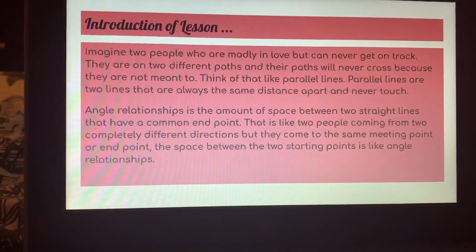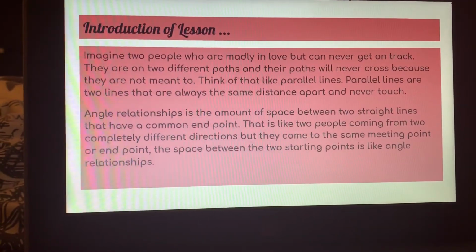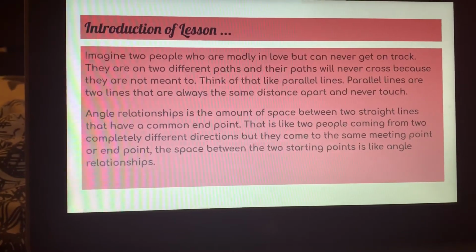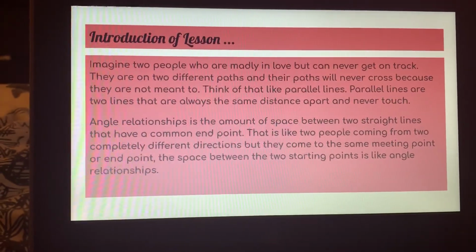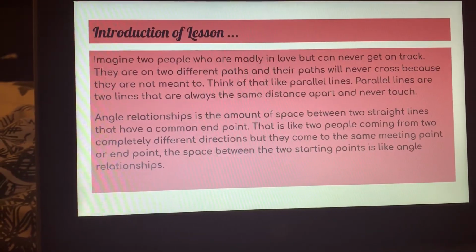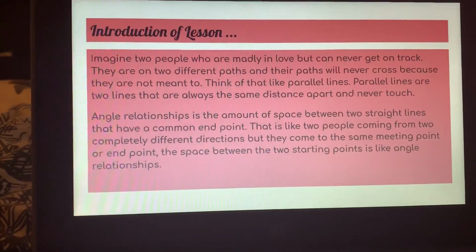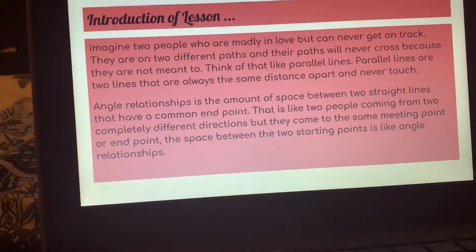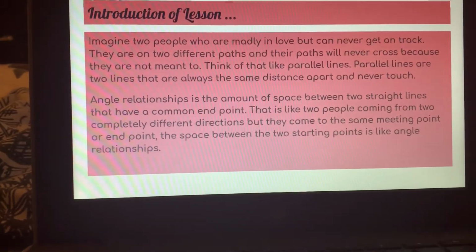Introduction. Imagine two people who are madly in love but can never get on track. They are on two different paths and their paths will never cross because they are not meant to. Think of that like parallel lines. Parallel lines are two lines that are always the same distance apart and never touch. For angle relationships, angle relationships is the amount of space between two straight lines that have a common endpoint. That is like two people coming from two completely different directions, but they come to the same meeting point or endpoint. The space between the two starting points is like angle relationships.